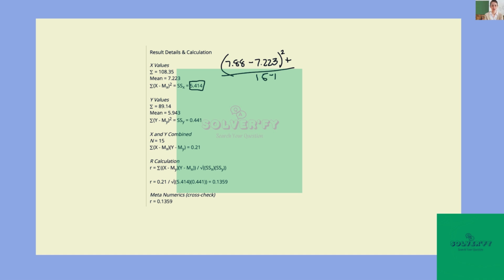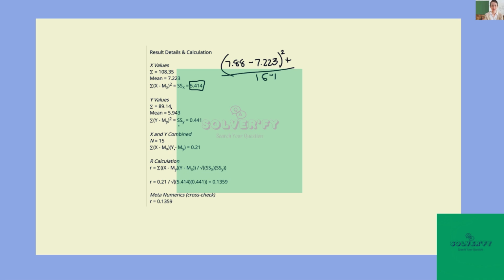Then you're going to do the same exact thing for your y values. So you add them all up, you find the mean, then you find the sum of the squares of the y values. Then there's a total of 15 numbers. So you take the sum of your x minus the mean, and then your y minus the mean, and you get 0.21.